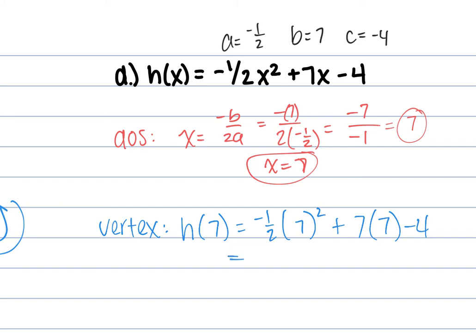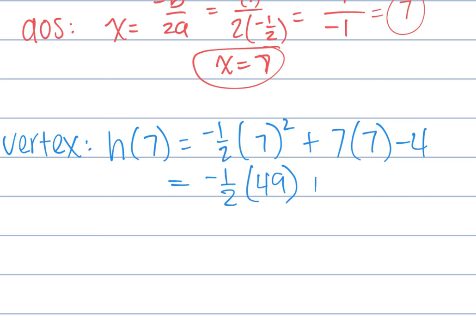So 49 times negative 1/2, and then plus 49 minus 4. Okay. And then 49 times negative 1/2 is negative 49 over 2, plus 49. Yeah. So she got to here.